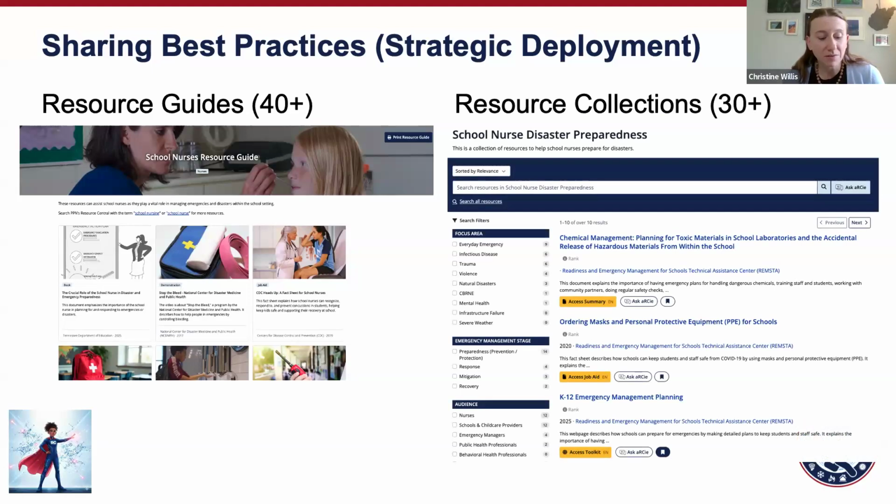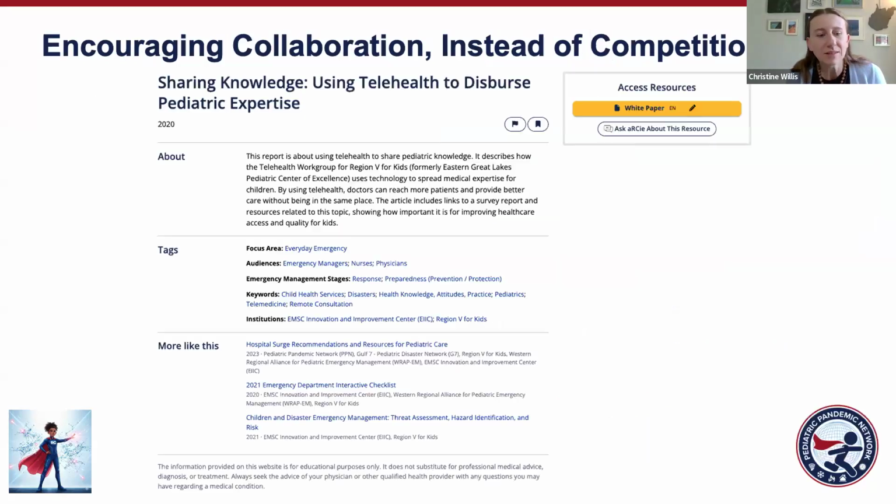So right now we have more than 40 guides available. They're organized by audience, focus area, seasonal calendar, and they're printed on one page, very easy to use. We'll show you that in a minute. And then we have more than 30 resource collections available. And those, again, are organized by institution and continuing education.